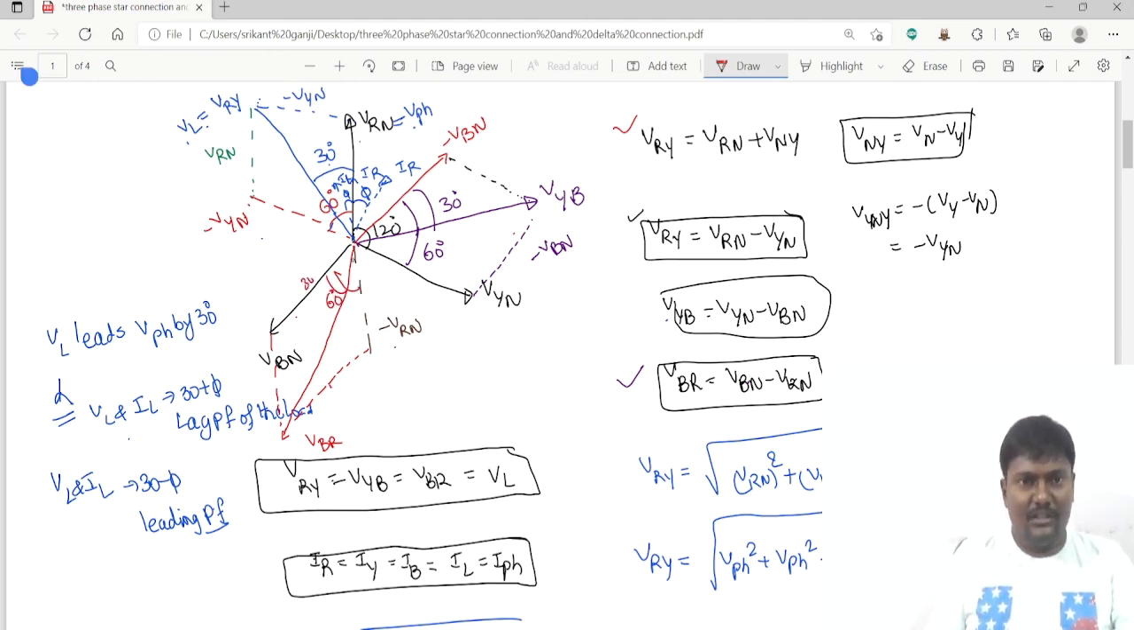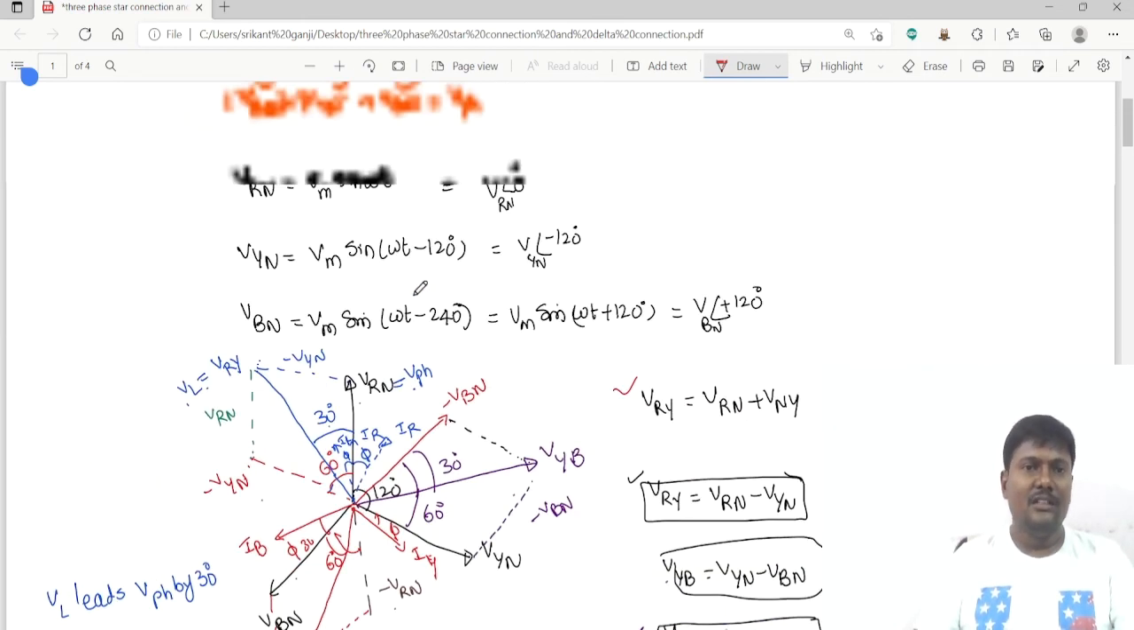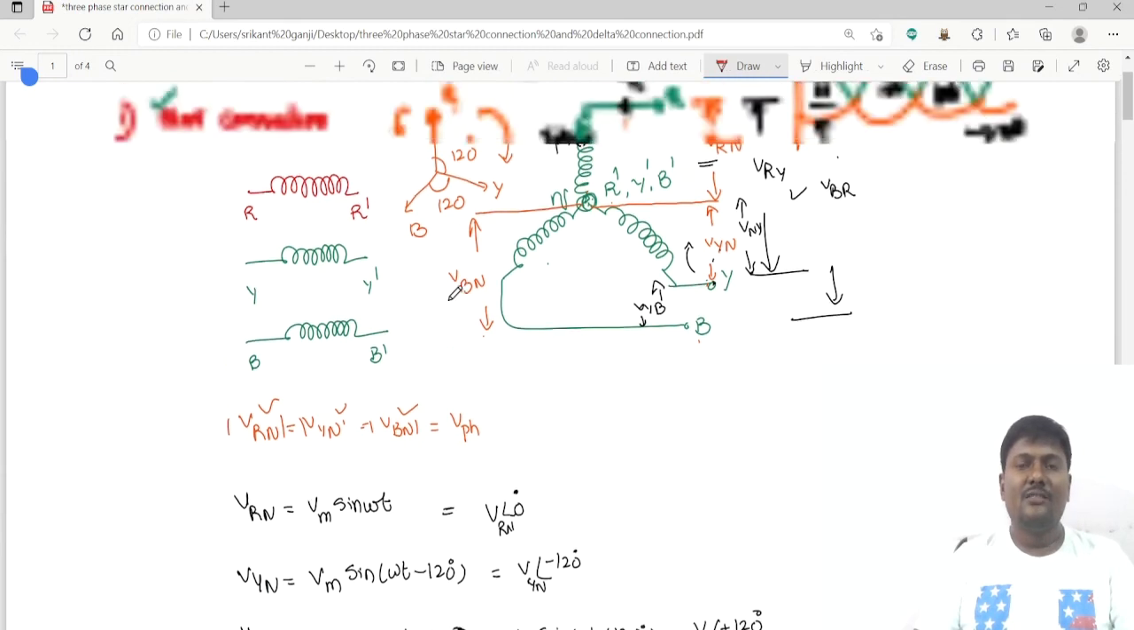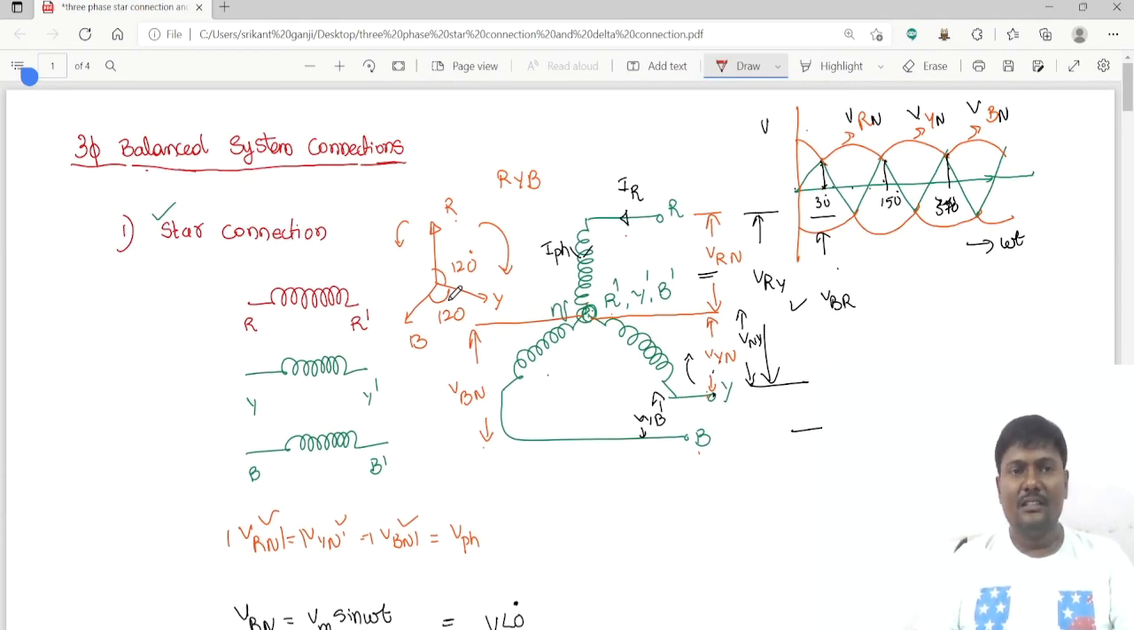If you want to represent it for a lagging power factor of the load, this is IY and this one is IB. The angle between VBN and IB is phi, and this is also phi. This is the phasor diagram of a star connection. You can observe that the line current and phase current are the same, but the phase voltage and line voltage are different. V phase is equal to VL divided by root 3.